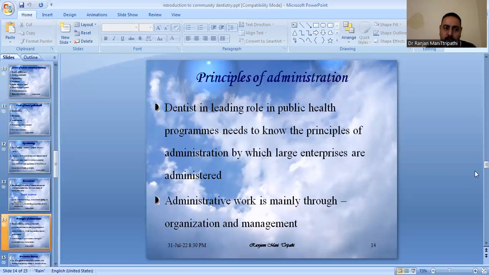Now, there are few principles of administration. A dentist in a leading role in public health programs needs to know the principles of administration by which large enterprises are administered. Administrative work is mainly through organization and management. It is not about only one person who can work alone, but collectively through an organization and managing it through various aids.